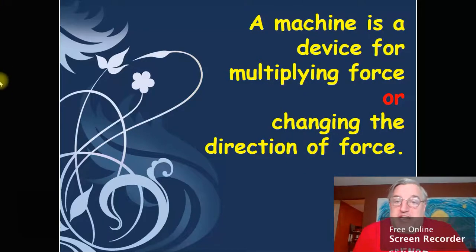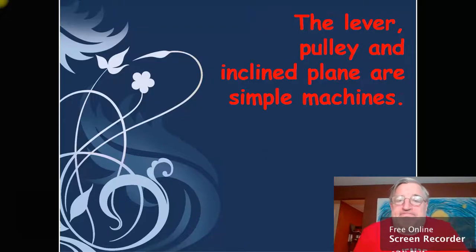Then we switched over to machines. A machine is just a device used for multiplying force or changing the direction of a force. When I say multiplying, I mean it could get bigger or smaller. If you multiply it by a number less than 1, then the force gets smaller. Maybe I should change that word, multiplying. Oh, and three classic examples, the lever, the pulley, and the inclined plane, are all simple machines. And we talked about all the different simple machines in the notes.